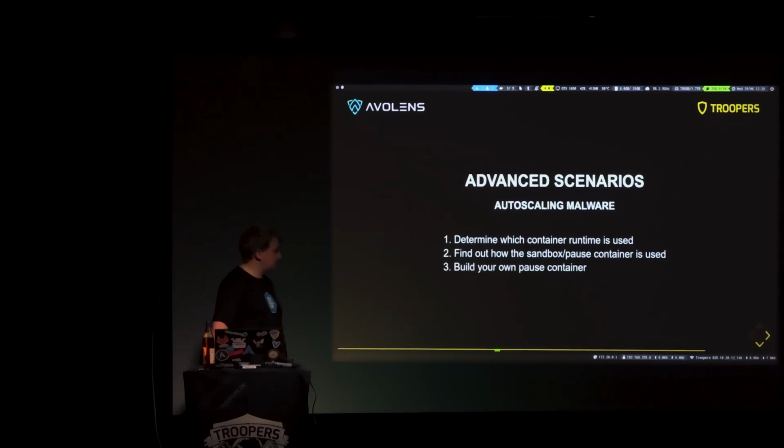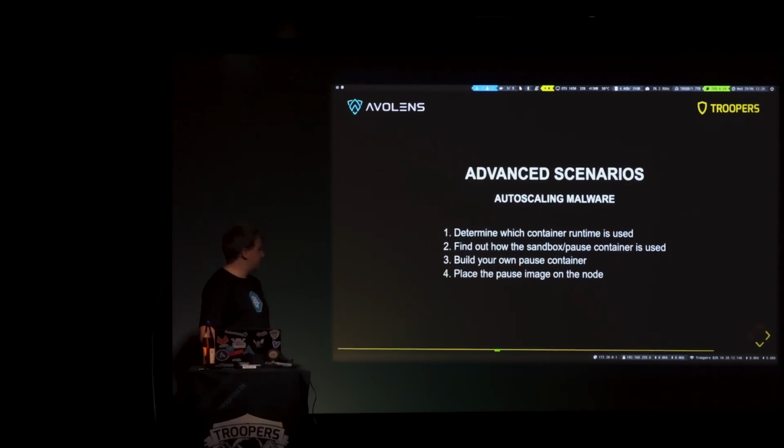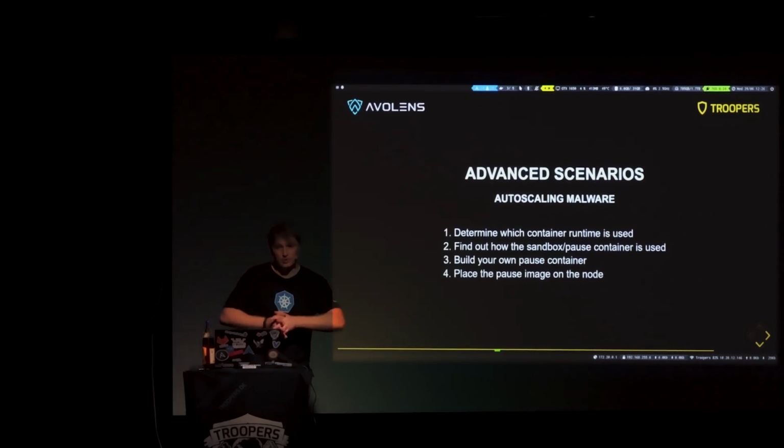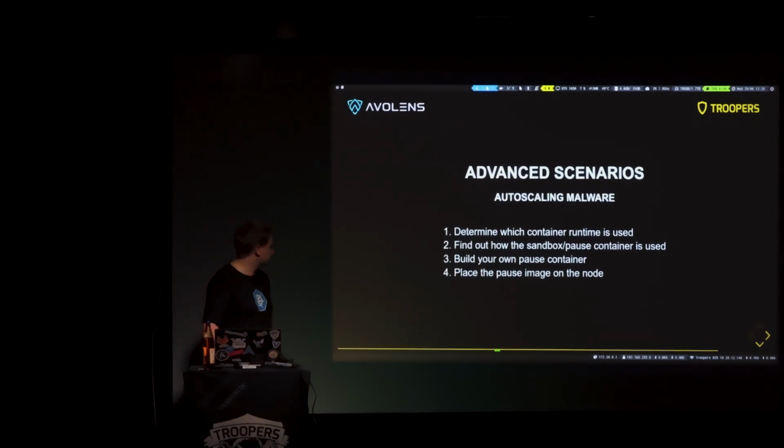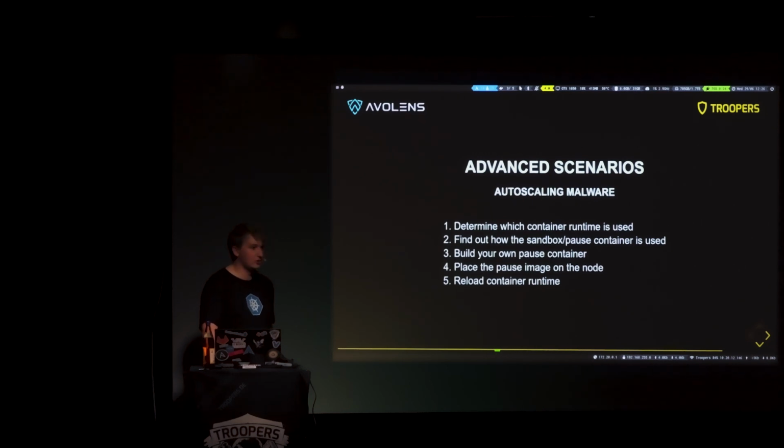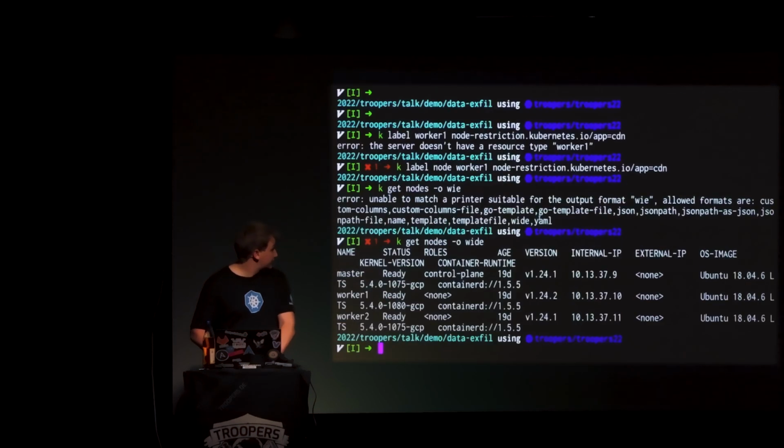The third step is, let's build our own pause container. We have to fulfill some requirements, but we could also use the official pause.c file and put a little shell command in front of it. You will see it later because I actually built my own pause container. We should also either place the pause container image on the node or put it in a publicly accessible registry that doesn't require authentication. And the fifth thing is to reload the container runtime to use the newly created pause container. So let's demo this one too.